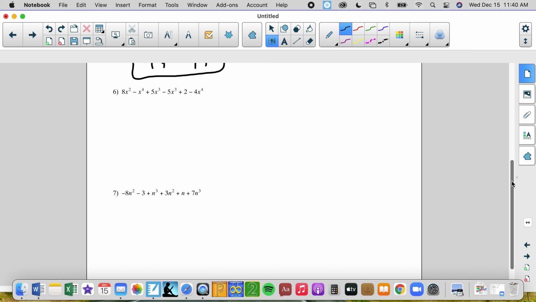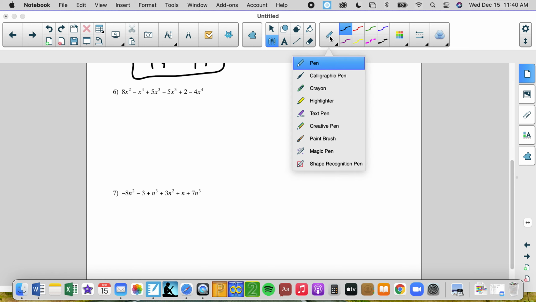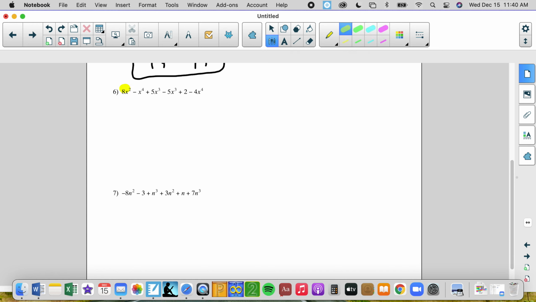Let's look at number 6. Let's look at their like terms. You've got x squared. Oh, it has no partner, so it's standing by itself. There is no like term to x squared. We have x to the fourth, x to the fourth. We have x to the third, x to the third, and then we have a constant here. So I'm going to deal with my variables, starting with the biggest exponent.